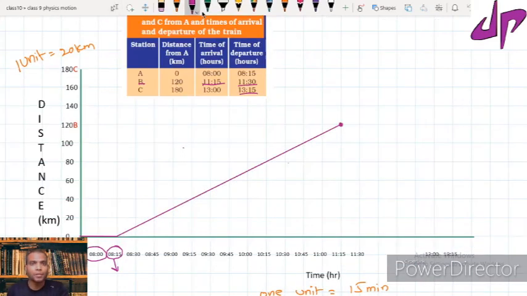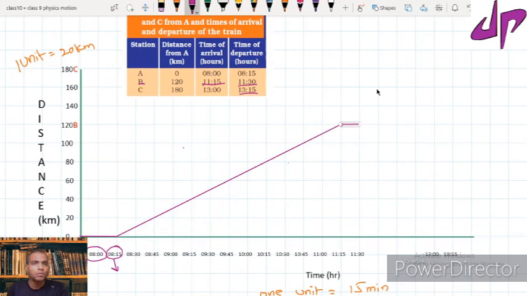The train reached station B at 11:15 and remained there until 11:30. It means at station B, the train halted for 15 minutes from 11:15 to 11:30. So we represent that as a straight line parallel to the time axis, not moving forward, not moving backward, just like a stop. From 11:15 to 11:30, the train halted, meaning at rest.